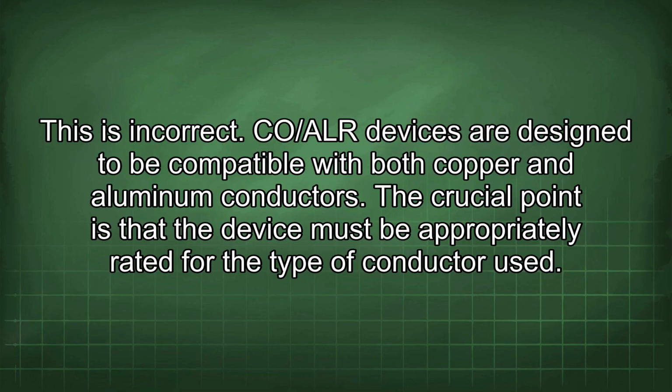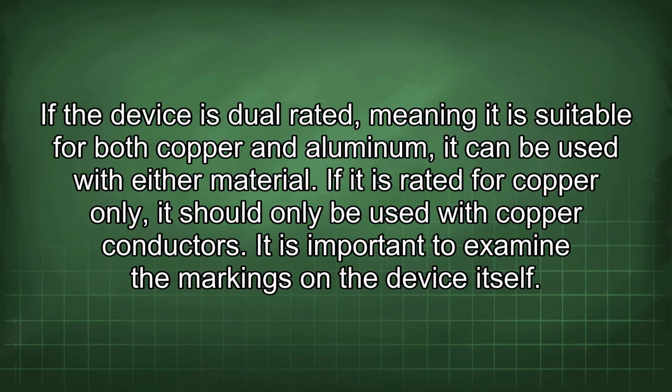The crucial point is that the device must be appropriately rated for the type of conductor used. If the device is dual rated, meaning it is suitable for both copper and aluminum, it can be used with either material. If it is rated for copper only, it should only be used with copper conductors.